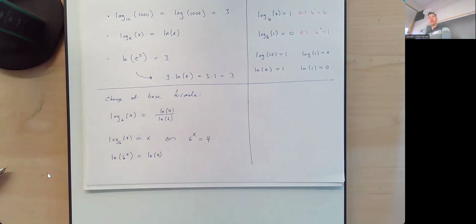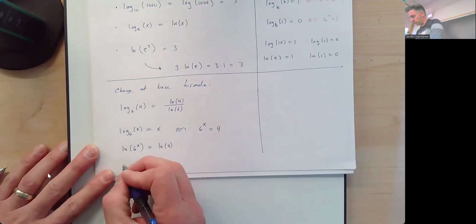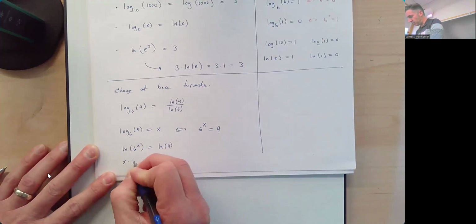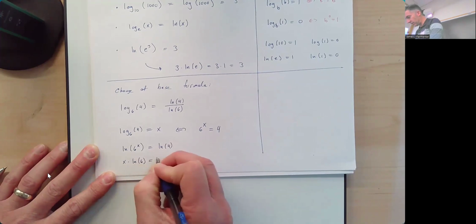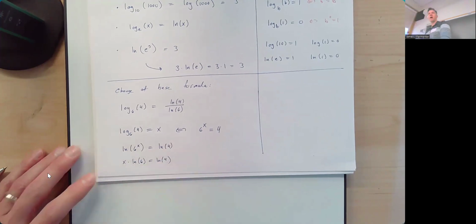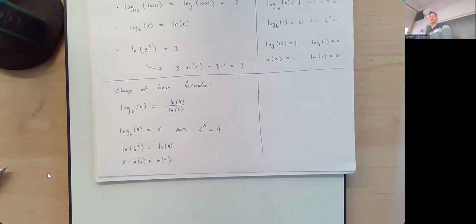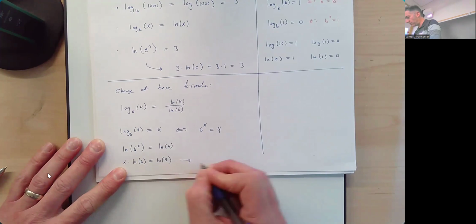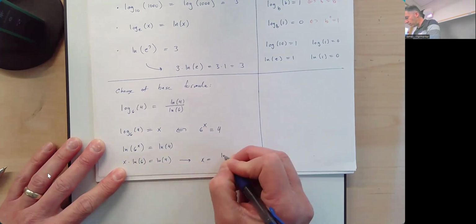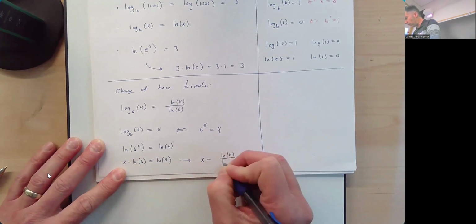Now we're going to use the power rule and bring the x down in front. So we're going to say that x times the natural log of 6 is equal to the natural log of 4. And then finally, divide both sides of this equation by the natural log of 6 to isolate x. You end up getting x equal to the natural log of 4 divided by the natural log of 6.